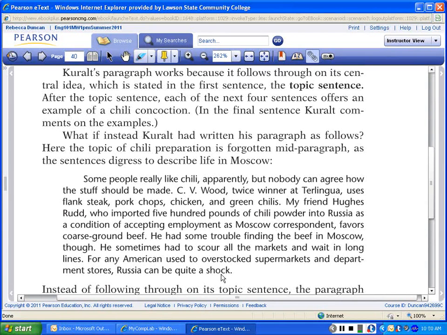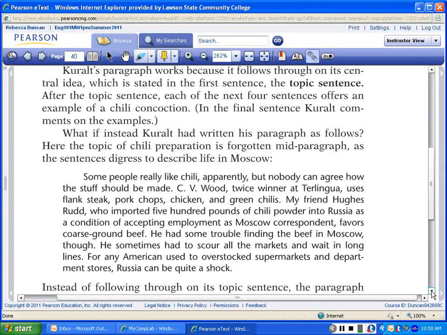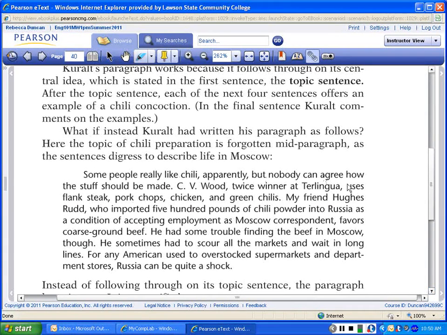Okay, this paragraph lost its way. Yes, it's linked to what came before. It's cohesive in the sense that it's not totally random. It makes sense why he's talking about beef, and he had trouble finding beef in Moscow, and he had to look everywhere, and this wasn't what he was used to. But the paragraph itself doesn't have any unity. You go back to the topic sentence. It lost its way when it started talking about the difficulty of finding an ingredient.